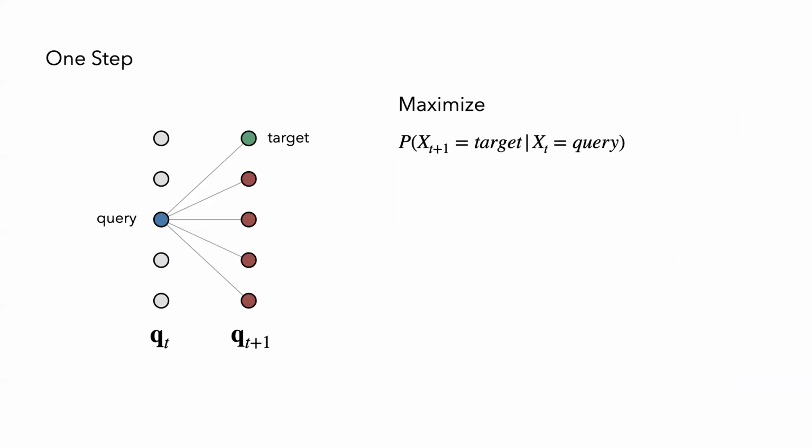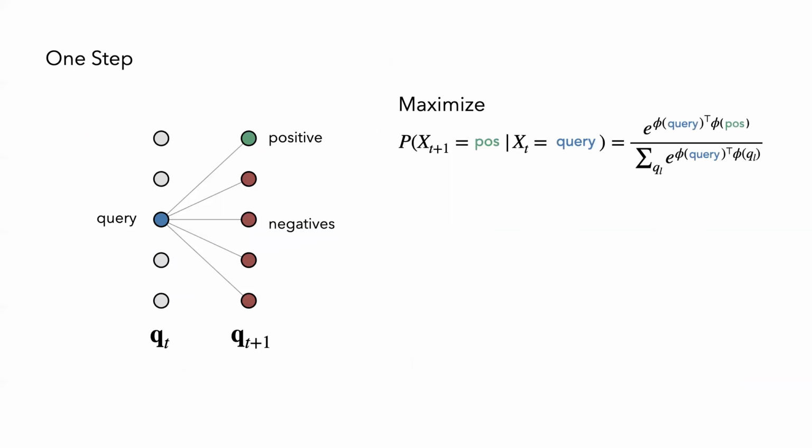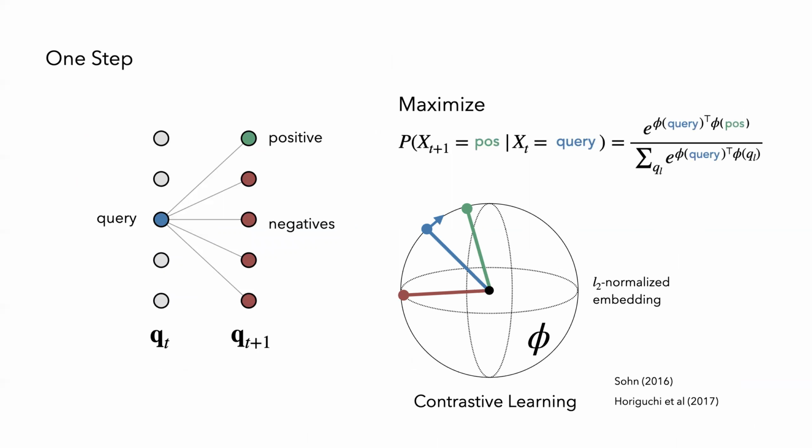Let's first consider the case of fitting one step on the graph. We can do this by maximizing the probability of transitioning to the correct target node. This amounts to pushing the representation of the query node in blue towards the representation of the target shown in green, or in other words, the positive, and away from the representation of all of the other nodes, or the negatives. And so in this way, we can view each step of our walk as a contrastive learning problem.